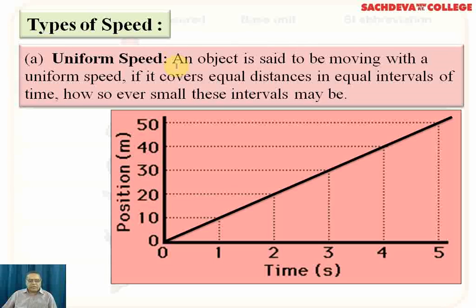As it is shown in the graph, time is taken on the x-axis, whereas position or the distance covered by the body in meters is taken on the y-axis. And we are finding as the time goes on increasing, the distance will also go on increasing. So the graph is depicting the uniform speed because the object is covering equal distances in equal intervals of time.